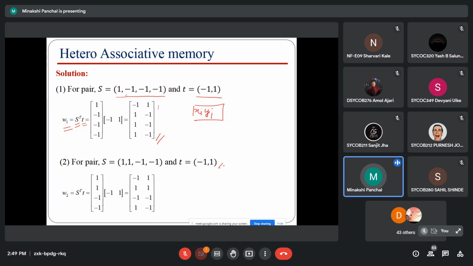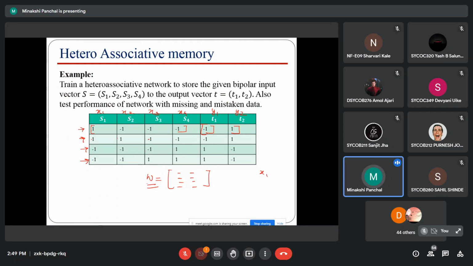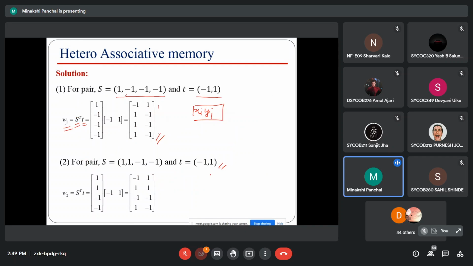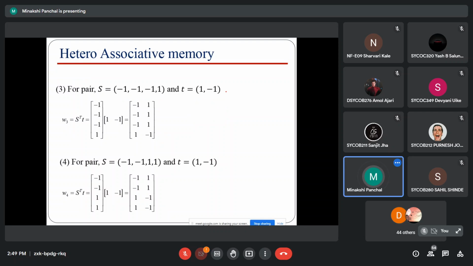In the same way we will consider the second set also: 1 1 minus 1 1 1 minus 1 minus 1 and outputs are minus 1 1. We have considered the second set. So for this set, now this matrix has come. In a similar way, we can consider the third and fourth sets of input and output, for which we are finding weights.